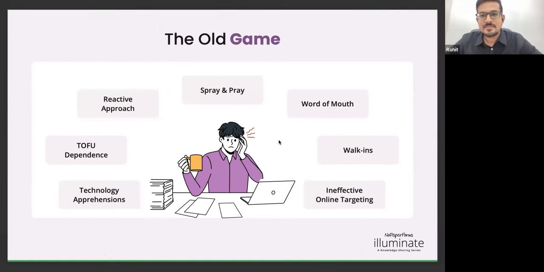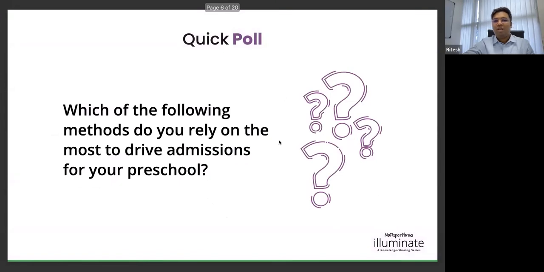Right. So now let's quickly move to our next slide. Again, we are going to have a quick poll in front of you. The next question of the poll is: which of the following methods do you rely on the most to drive admissions for your preschool? I'll repeat the question once again: which of the following methods do you rely on the most to drive admissions for your preschool?